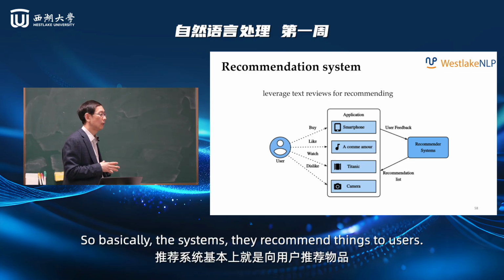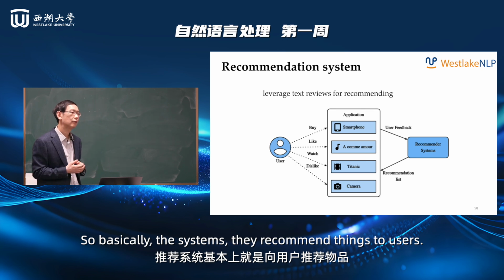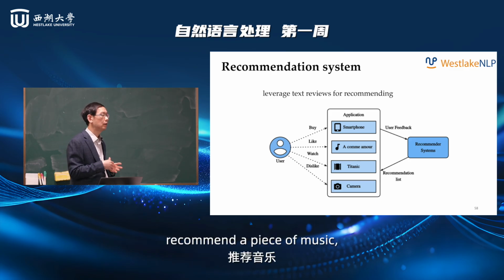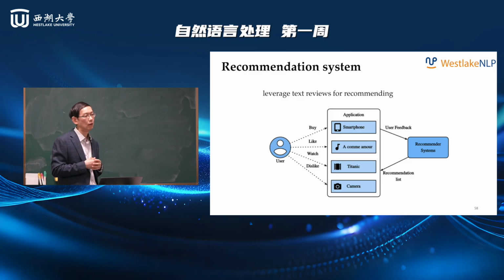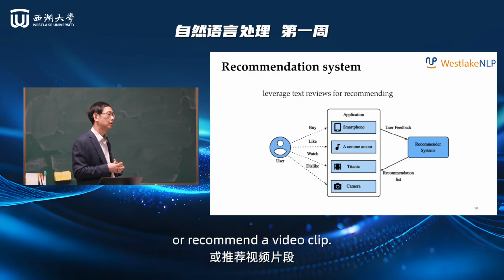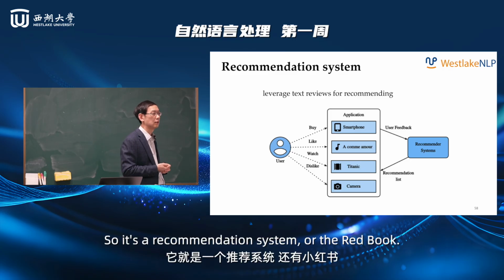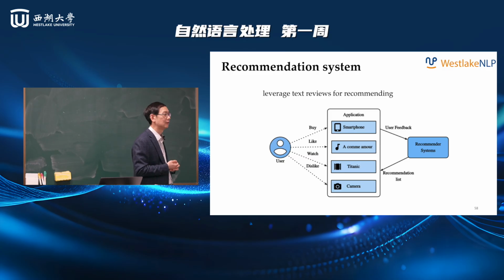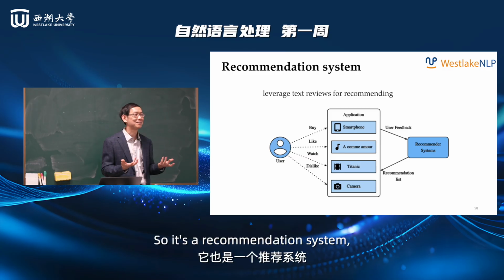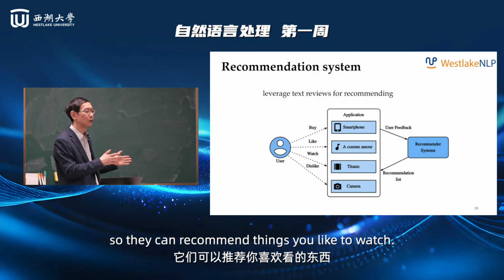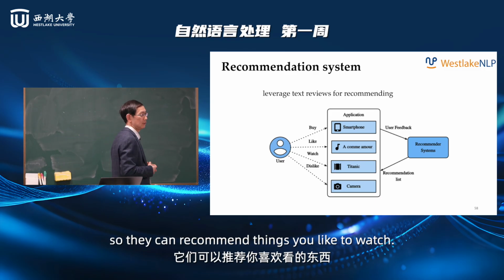So basically, these systems recommend things to users. For example, you can recommend a product to the user, recommend a piece of music, or recommend a video clip. We all know TikTok, right? So it's a recommendation system. Or the Red Book, okay? So it's a recommendation system. So they can recommend things you like to watch, okay?